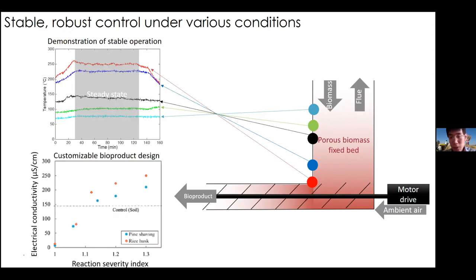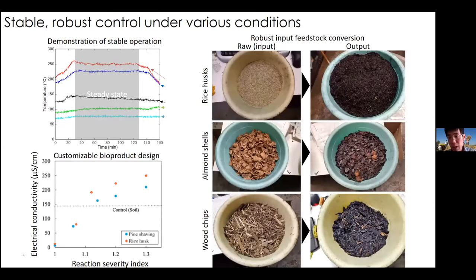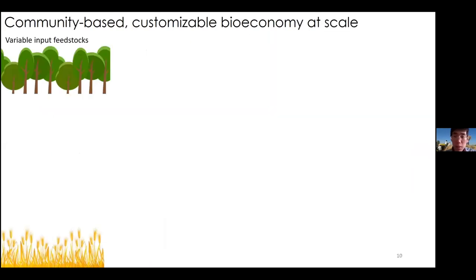That is an indication that we can potentially customize the output carbon-based product, whether you are talking about electrical conductivity, as shown here, or porosity or pH or calorific value, as a function of how we run the reactor. We also demonstrated that we could process different types of input feedstocks, ranging from rice husks to almond shells, even coconut shells and wood chips, without changing the hardware configuration. The only thing we need to change is the reaction condition. This really opens up an updated vision of how we envision this bioprocess.